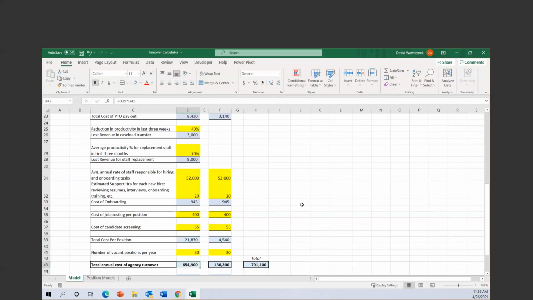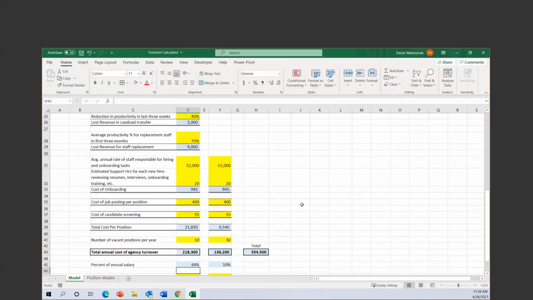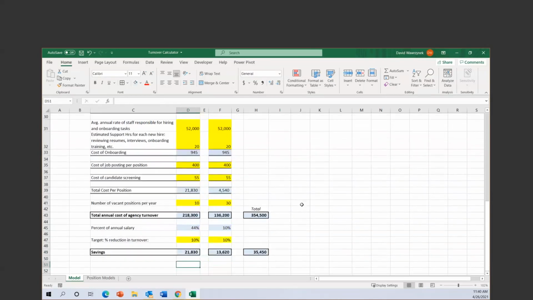That cost is $654,000, not an insignificant cost. What if it was only 10 staff? There's still $218,000. And Mary had said the cost is between 35 and 100% of the cost. We're calculating the cost here as about 44 to 45% of an annual salary that it costs you for each individual's turnover.